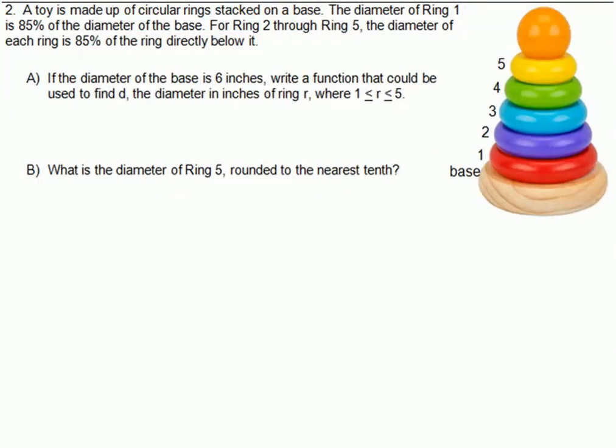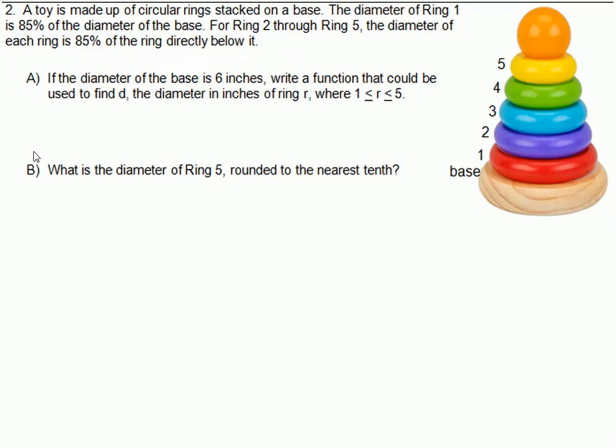Number 2, a toy is made up of circular rings stacked on a base. The diameter of ring 1 is 85% of the diameter of the base. For ring 2 through ring 5, the diameter of each ring is 85% of the ring directly below it. Part A. If the diameter of the base is 6 inches, write a function that could be used to find D, the diameter in inches of ring R, where R is between 1 and 5.